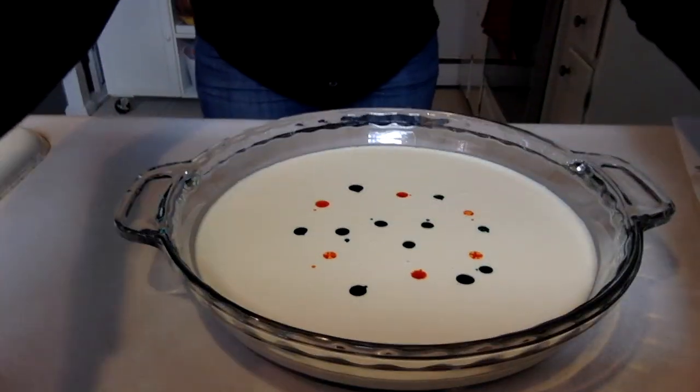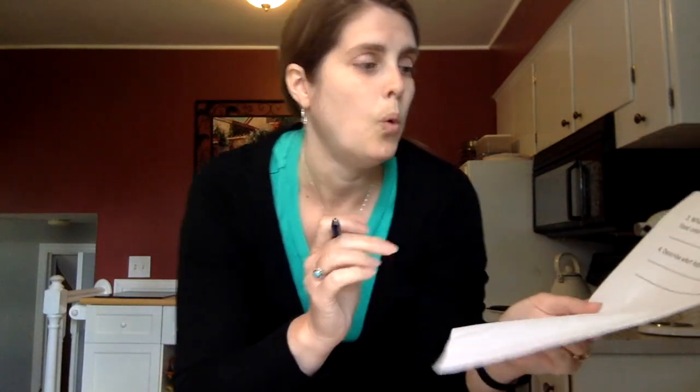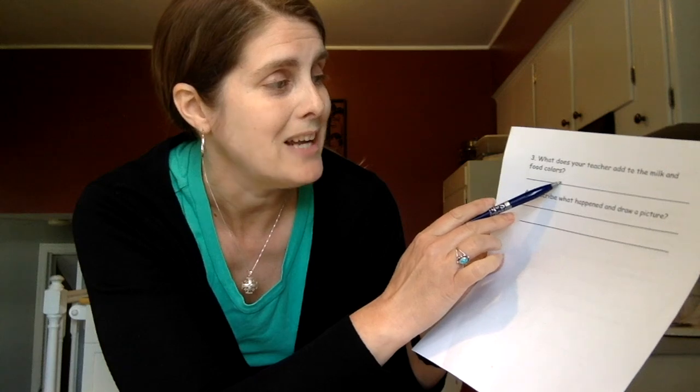Now, remember when we talked about how matter has mass? We talked about density and we talked about sinking and floating. Well, the milk that I have has some fat in it and it makes it more dense. And that dense milk kind of stays together a little bit more so that the food coloring is a little lighter, so it floats on top basically. Okay, but here's what I'm going to do. So if you flip your paper over, it says, what does your teacher add to the milk and the colors? And this is what I'm going to add.